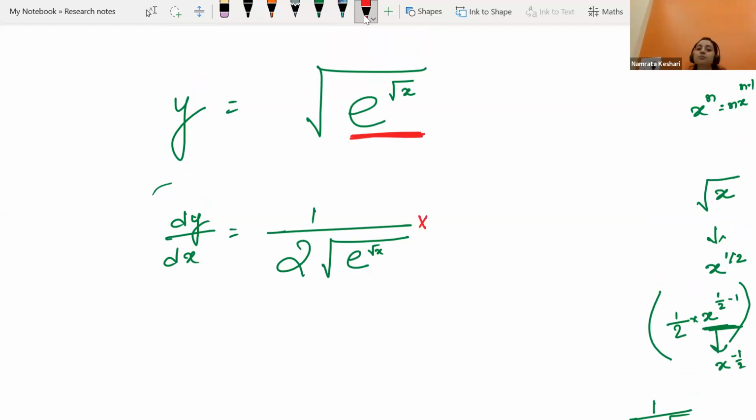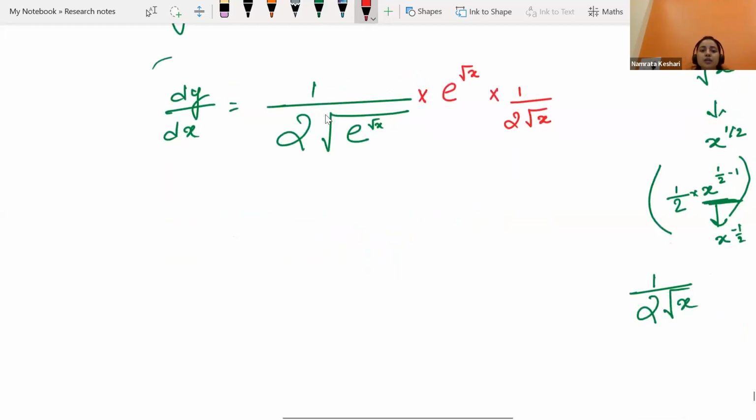The multiplication by chain rule. E raised to root x. Yes. Then into 1 by 2 root x, and we are done. We are done, right? Right, Fatima? Yes, ma'am. We are done. Okay. So let's write it.